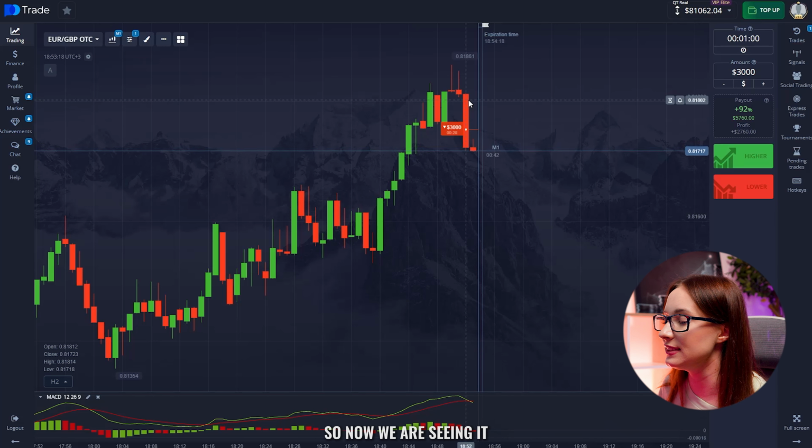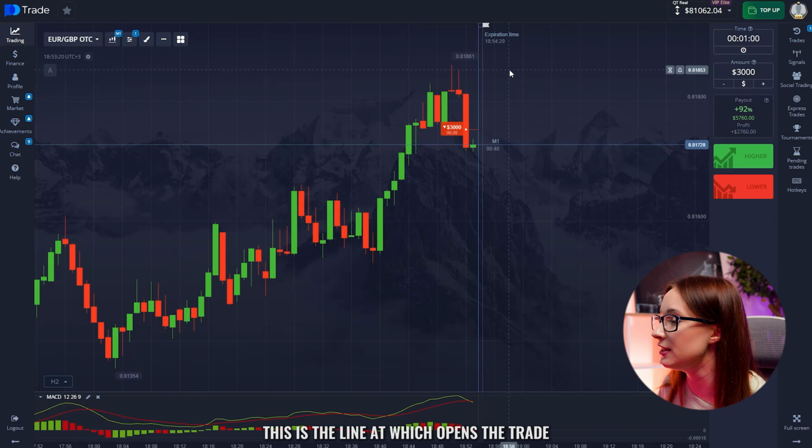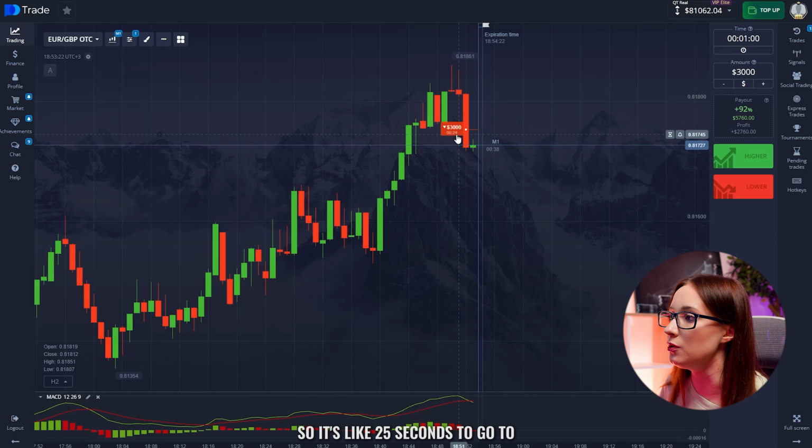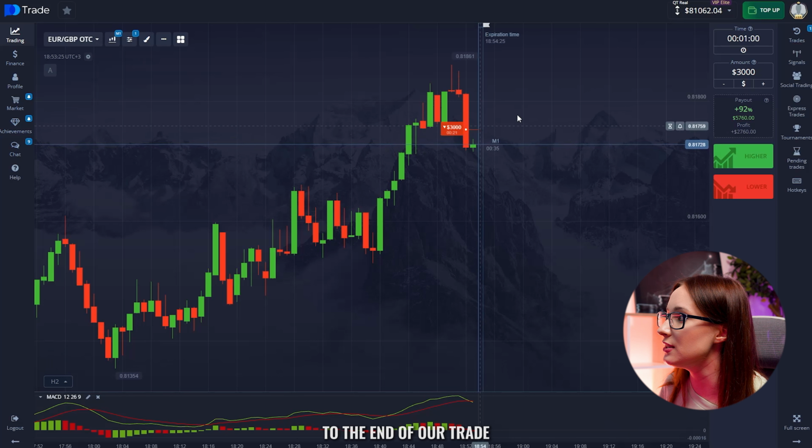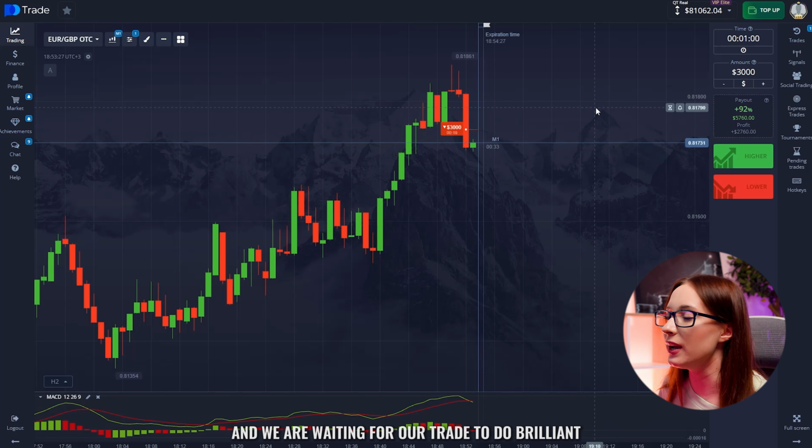So that's proof that there will be a continuing decrease of the price of a currency pair. So now we are seeing it. This is the line at which we opened the trade. So it's like 25 seconds to go to the end of our trade, and we are waiting for our trade to do brilliantly.